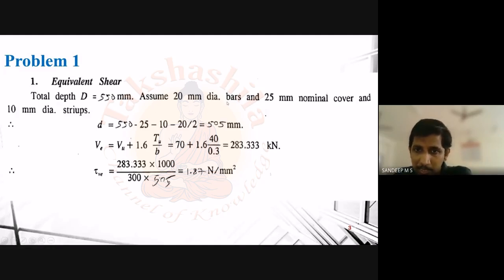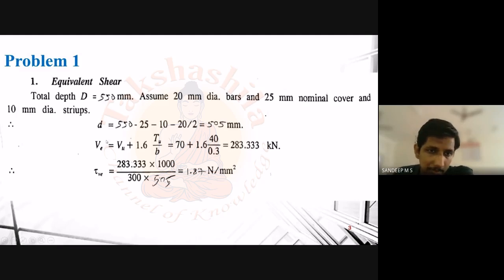Assume 20 millimeter diameter bars, 25 millimeter nominal cover and 10 mm diameter stirrups. These are some assumptions made. From these assumptions, we can calculate the value of effective depth small d as overall depth minus the cover, minus the diameter of stirrups, then minus half the diameter of main bars. So that will give you around 505. Let's take that.